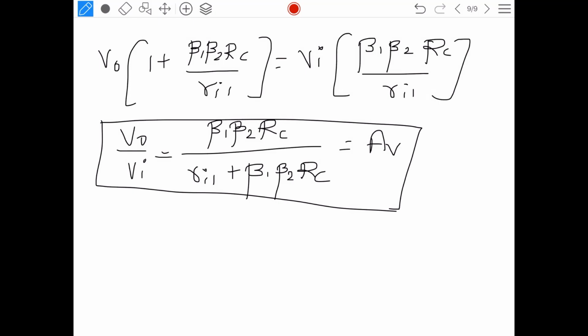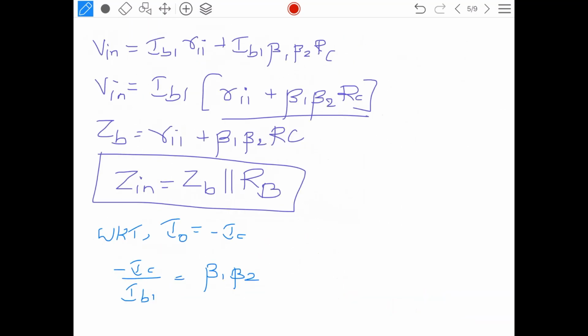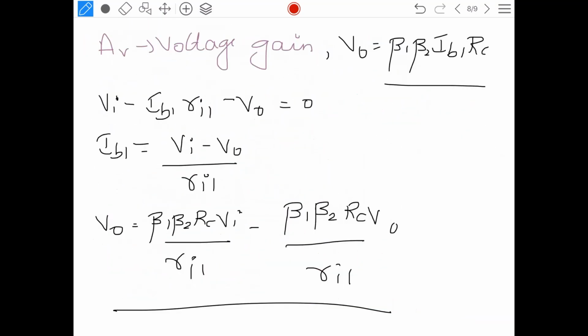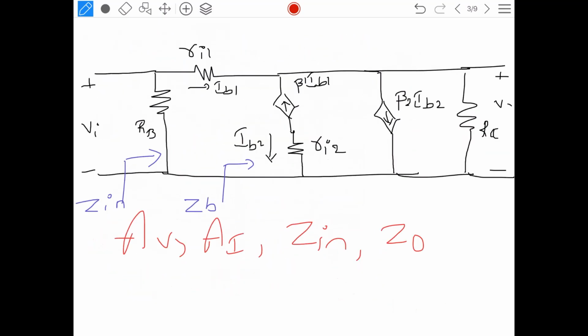Hope everybody has understood this particular derivation, the AC analysis of the feedback pair transistor. If there are any queries or doubts with respect to this, please let me know and I shall solve them as soon as possible. The base for this is writing this particular simplified small signal model.